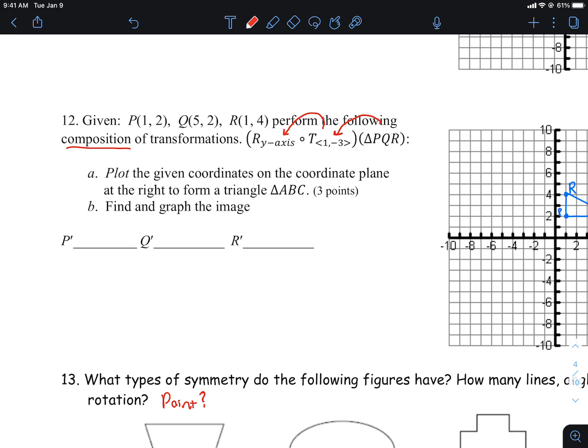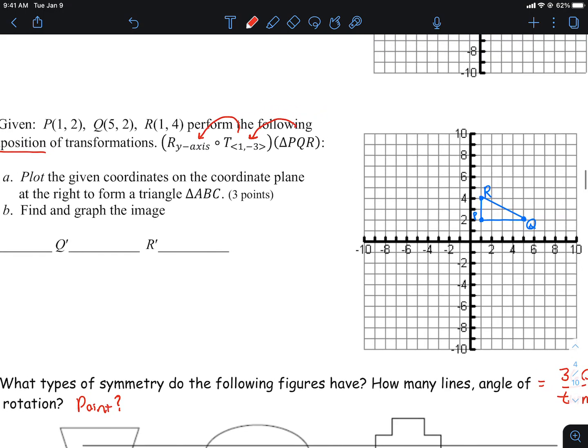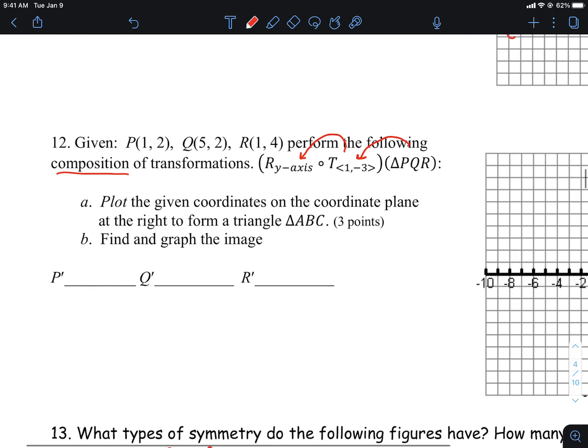Technically, we got to do the translation first and then the reflection. The reason being is tied into a little bit of algebra too. When we do composition of functions, you'll get into it a little bit when you get there. But for right now, just take my word for it here. You do this backwards. You do the translation first. So here's what we're going to do here.